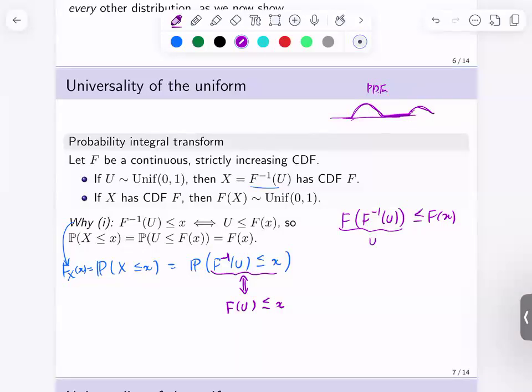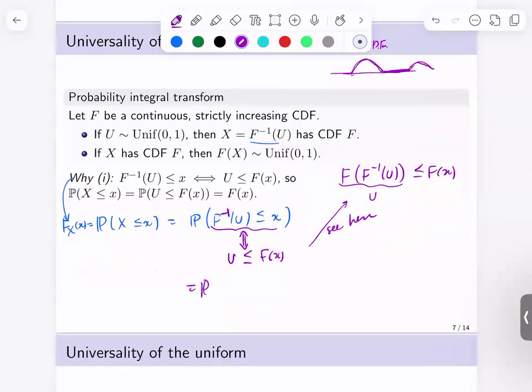And this is U because F and its inverse, when you compose them, give the identity mapping. Sorry, this would be equivalent to U being less than or equal to F of x, as you can see here.